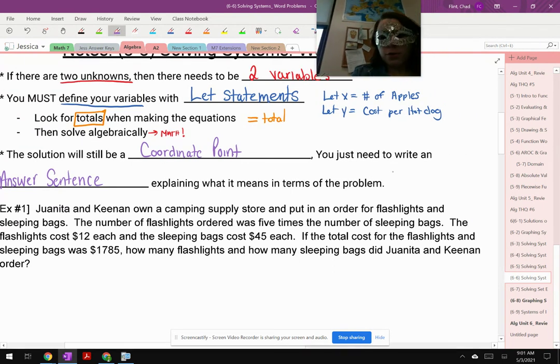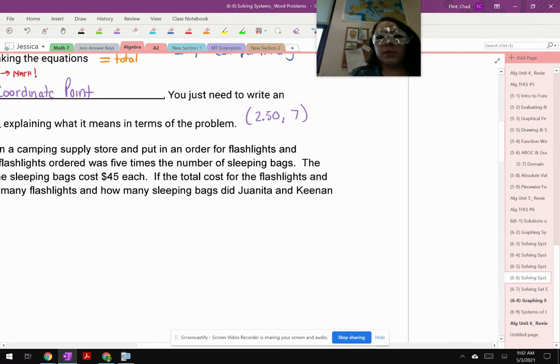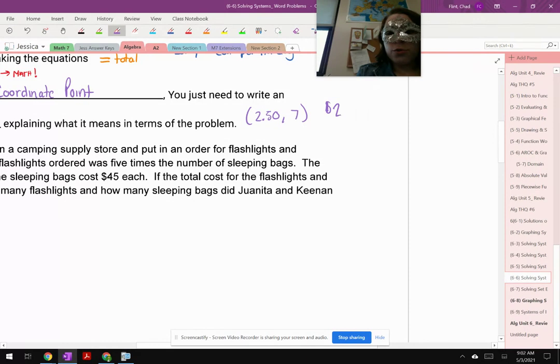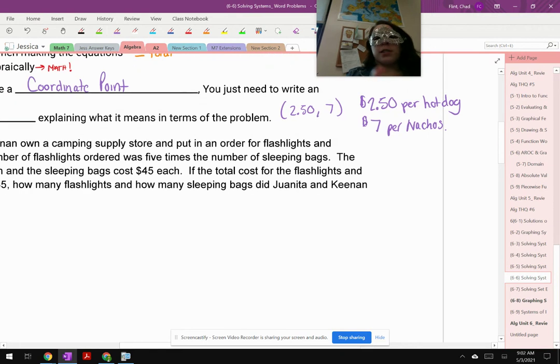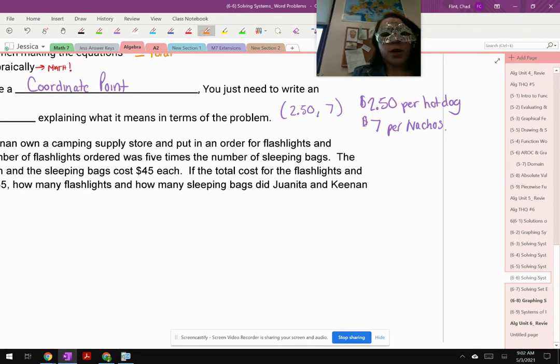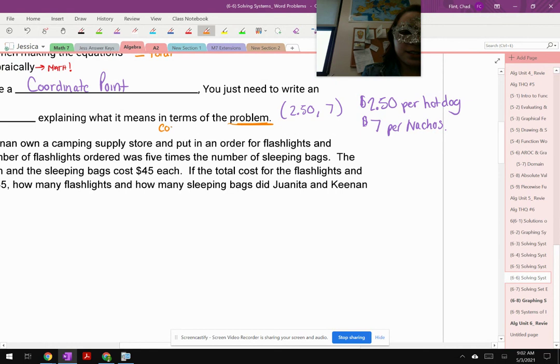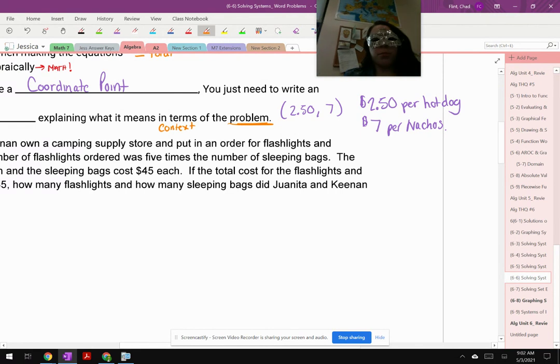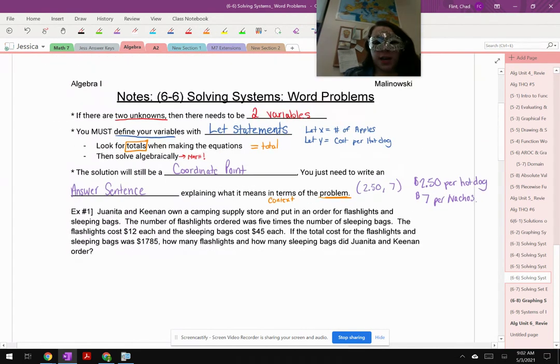So, for example, if you have the answer of, let's say, 2.50 and 7, that would be something like $2.50 per hot dog and $7 per nachos or something. Explaining what those mean in the terms of the problem, the context of the problem, what the problem's talking about. We'll take a look at this in action in our first example.